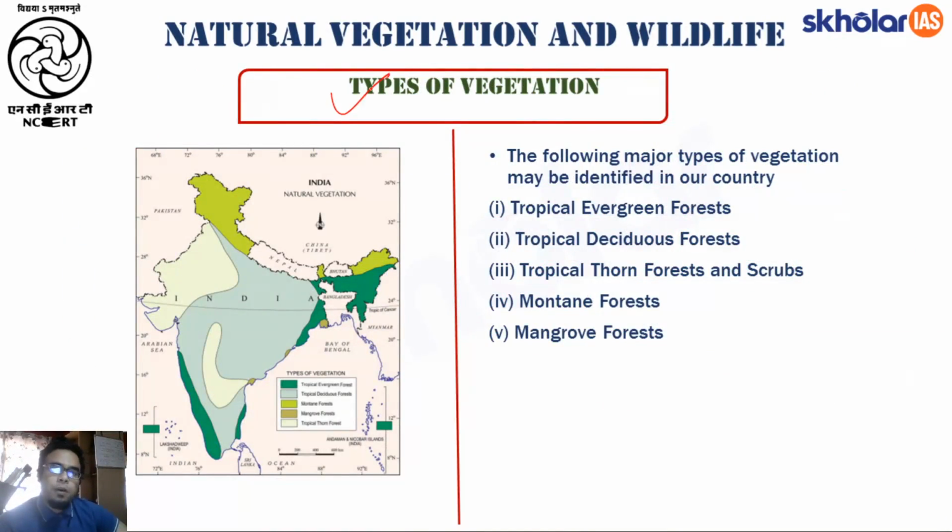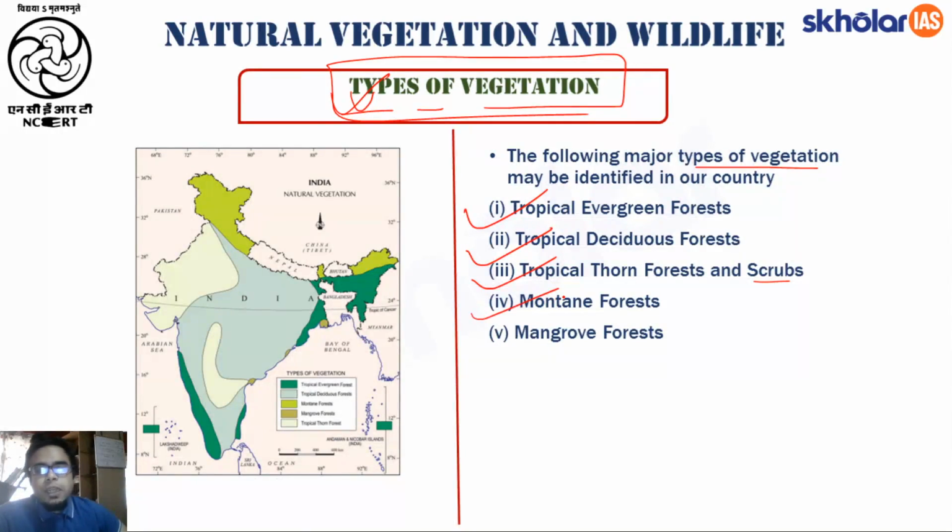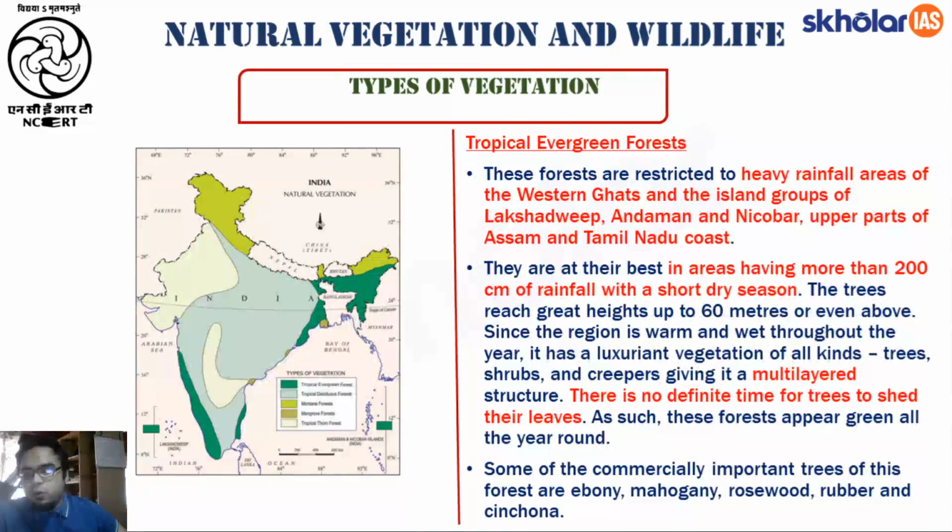Now let us talk about the different types of vegetation. All right. Now the following are considered to be the major types of vegetation found in our country. We have tropical evergreen forest, tropical deciduous forest, tropical thorn forest and scrubs, then we have mountain forest, that means the forests which are found in the mountains, and then we have mangrove forest. Fine. So let us first go through the tropical evergreen forest. Now this we have already dealt with in the lower classes. Let us go through this again.